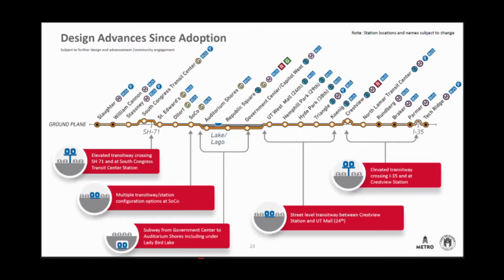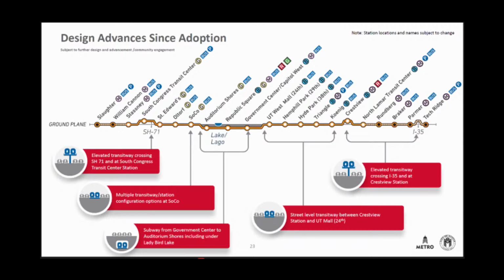So we wanted to update you on some of the more significant design advances that have been made since the adoption of the LPA to provide a better overall picture of what the Orange Line design plan looks like today. For now, an overview. Working from the south through Oltorf, the vertical profile being shown today is the same as shown previously. We still have multiple configuration options for both the transitway and station at SoCo.